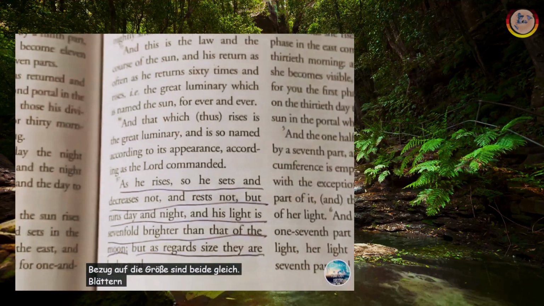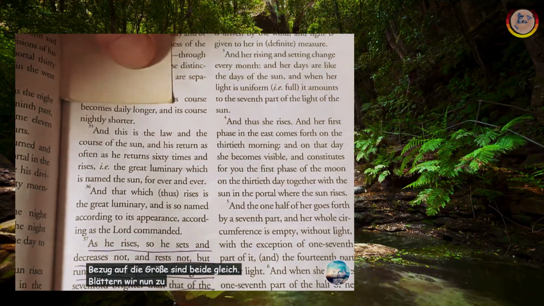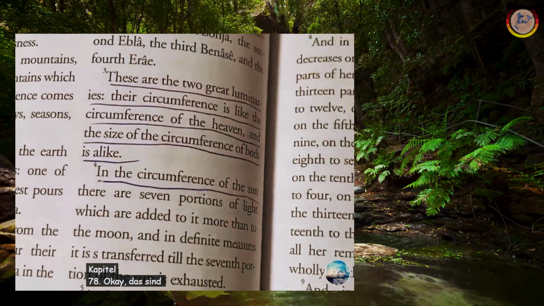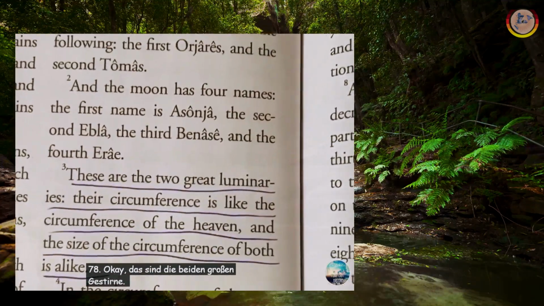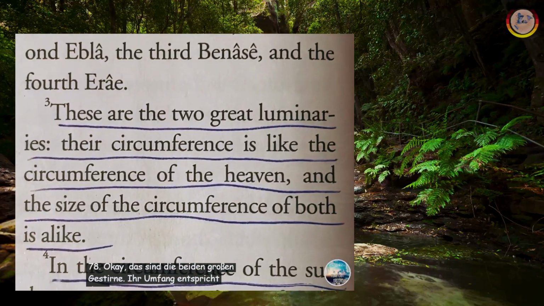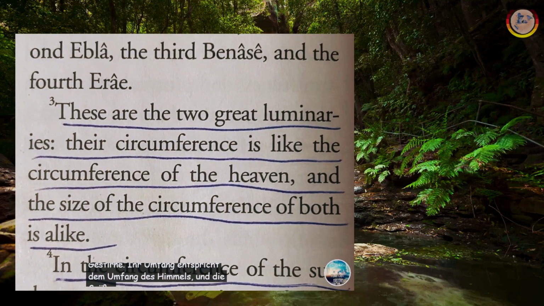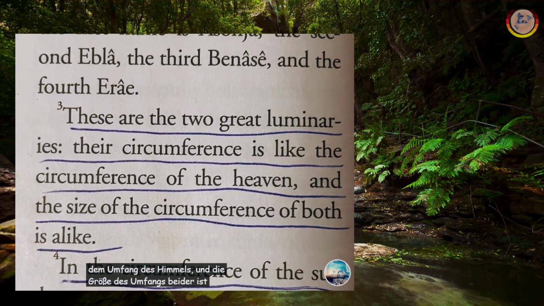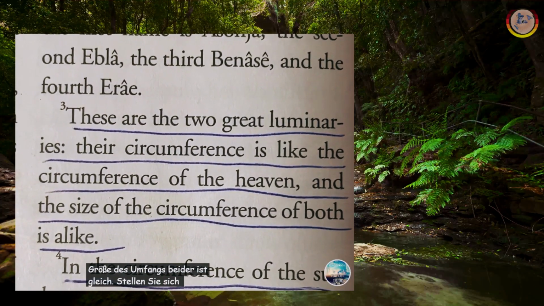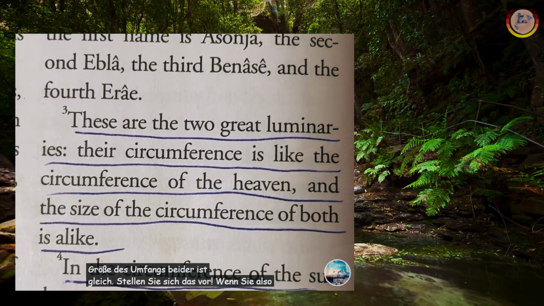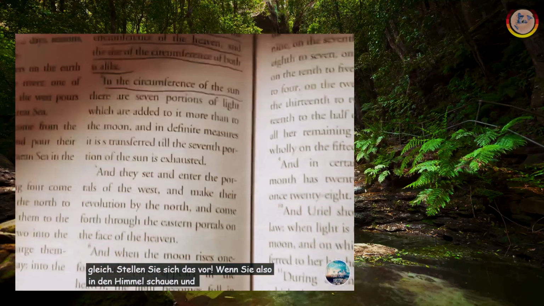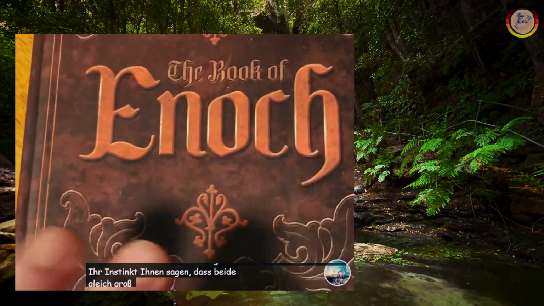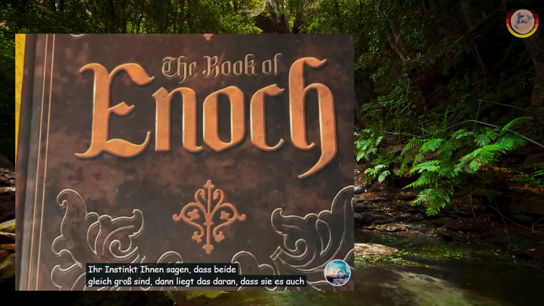Now let's flip over here to chapter 78. Okay, these are the two great luminaries. Their circumference is like the circumference of the heaven, and the size of the circumference of both is alike. Imagine that. So when you look up into the sky and your common sense and your instincts tell you that they both are the same size, it's because they are.